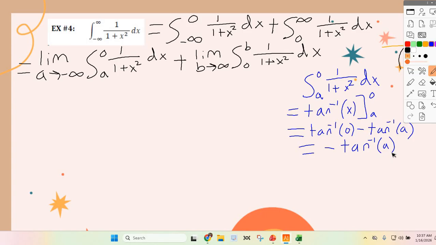Like I said, you don't have to do it. You could get away with leaving it as tangent inverse of 0, but you're going to end up with a lot of tangent inverse of a lot of different things when you start taking those limits. So it's helpful if we can go ahead and reduce it.